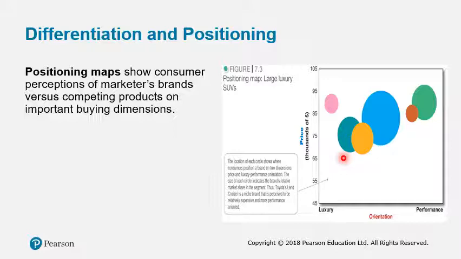This is just how your customers perceive your brand. If you are this brand, for example, you can tell that customers see your product as only luxurious, but in terms of performance, it's not that good. But if your product is this green circle, customers see your product as good or high performance with high luxury, which is expensive.